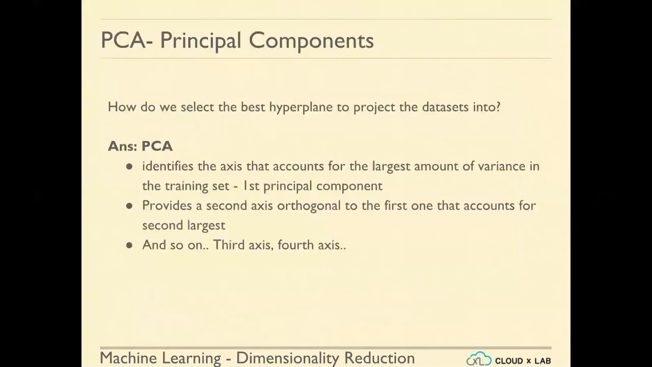All right. So how do we select the best plane to project the data set onto? In the case of PCA, we first identify the axis that accounts for the largest amount of variance in the training set.